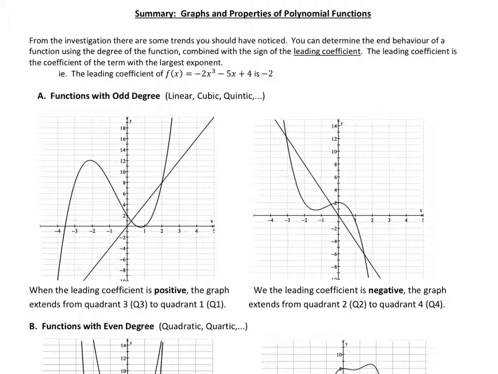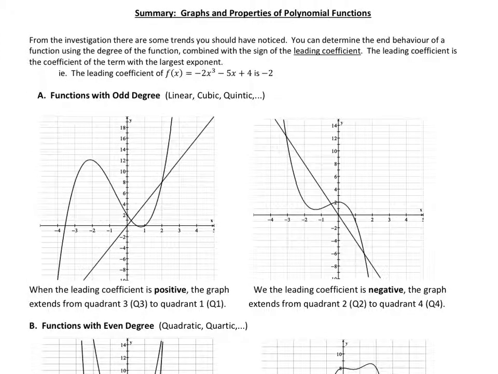the end behavior was always either quadrant 3 to quadrant 1, as we have here on your note, or from quadrant 2 to quadrant 4. If you didn't notice that, go ahead and have a look at that investigation again, and you'll see that those were the only two choices for end behavior for all of the functions that had degree 1, 3, or 5.